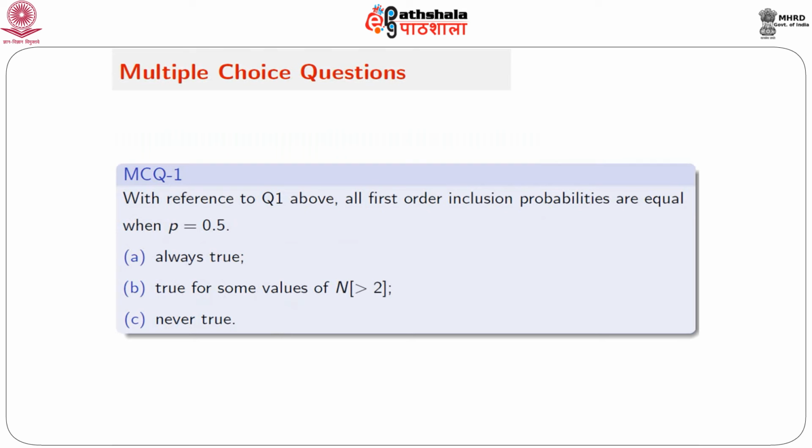With reference to question 1 above, all first order inclusion probabilities are equal when p is half. Is it always true, true for some values of N more than 2, or never true? Very good question. So for the first unit to be taken up in your sample, you take p equal to half. That means you give a 50-50 chance to the population unit 1 or the population unit 2. And after you have selected one of these two, then you go for simple random sampling for the remaining ones. Having done that, is it true that in the process all first order inclusion probabilities will be the same? Is that always true? Or it will be true for some values of capital N, or it is never true? Interesting problem. What is the next one?